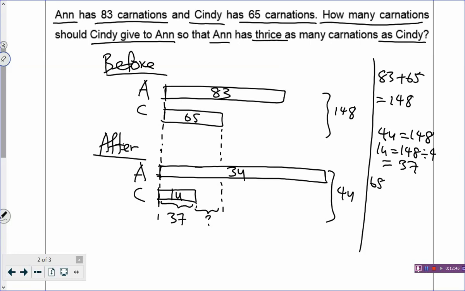After giving to Anne, she now has 37. So how many did she give away? Minus. And she must have given away 28. Alright, how do you check whether 28 is the answer?